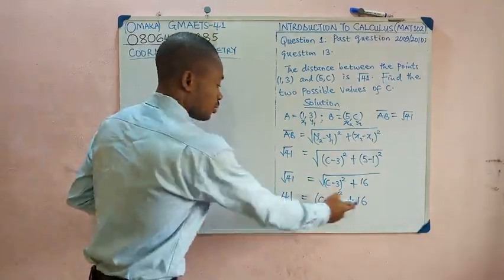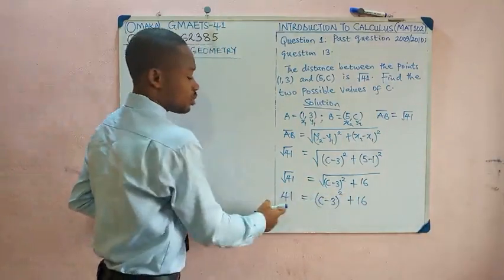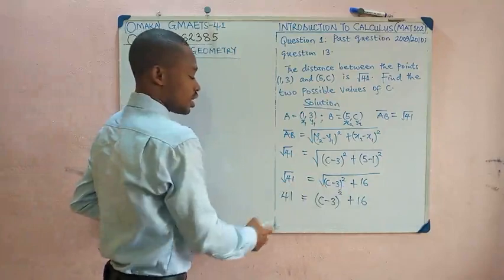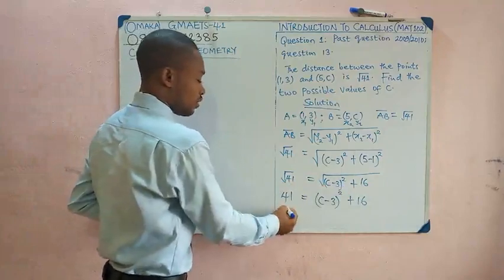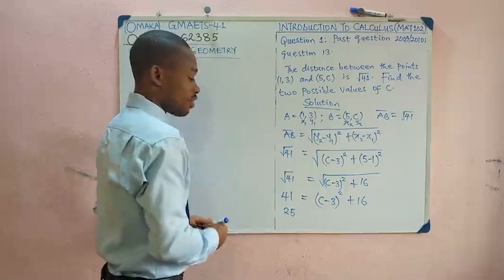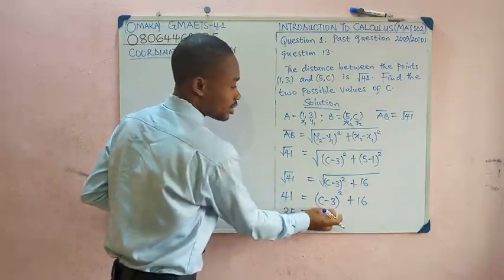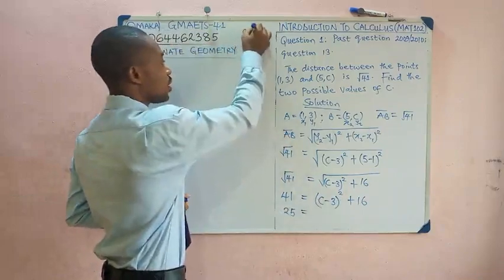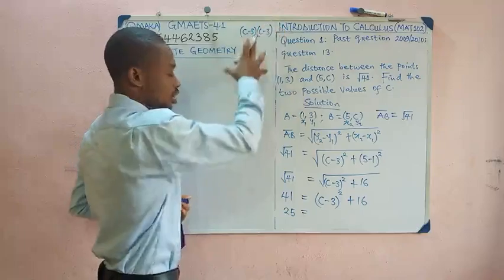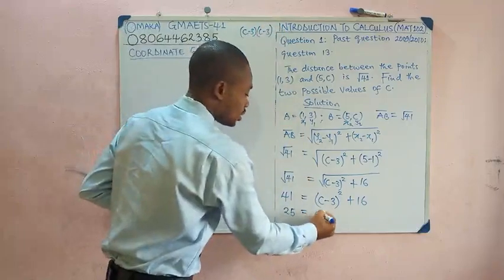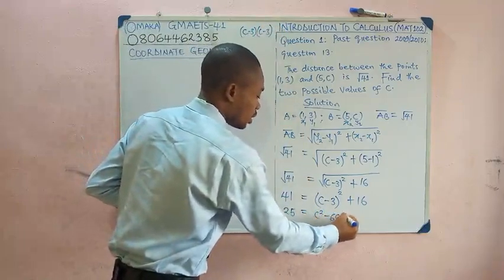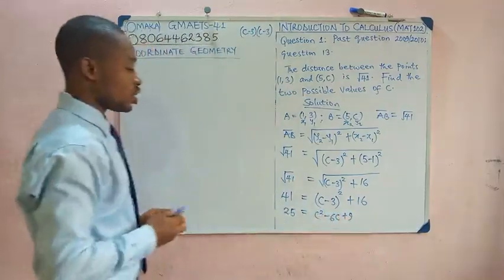Now this term can be expanded. The 16 moves over here, so you have 41 minus 16, which gives us 25, equal to (c minus 3) squared. I'll expand this by doing (c minus 3) times (c minus 3). If you work that out, you will get c squared minus 6c plus 9.